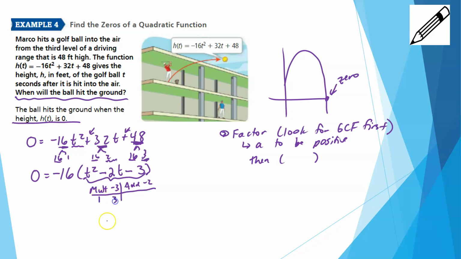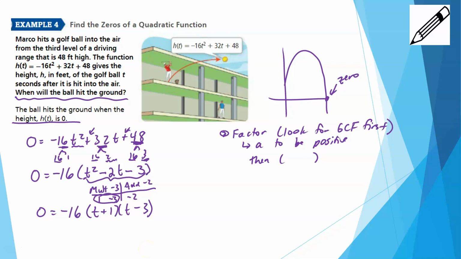The only two numbers that multiply to get to a 3 are 1 and 3. One has to be negative since it's a negative 3, and since I'm adding to get to a negative, the bigger number has to be negative. What that table helps me see again is that I can write t squared minus 2t minus 3 as the factors t plus 1 times t minus 3.